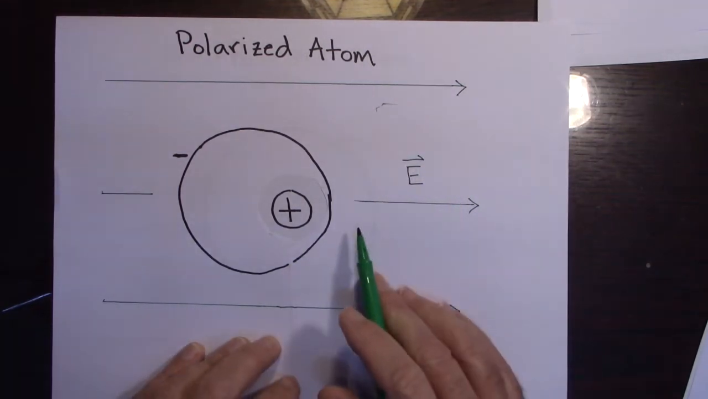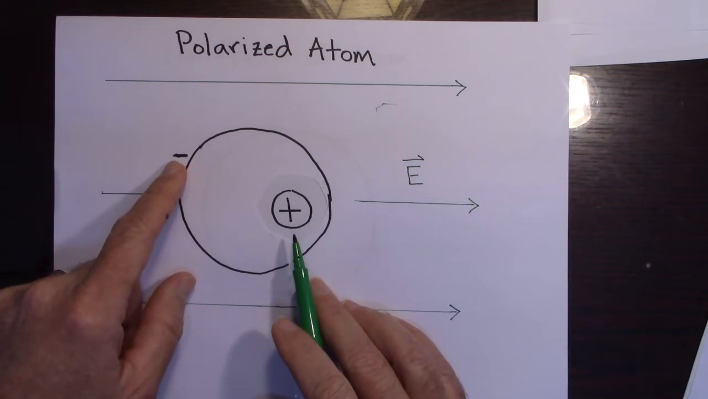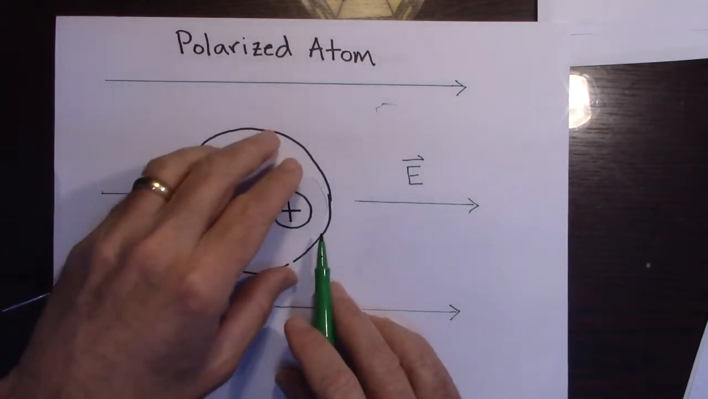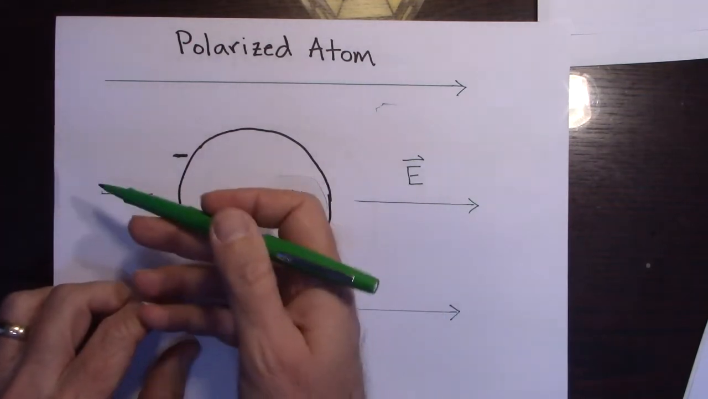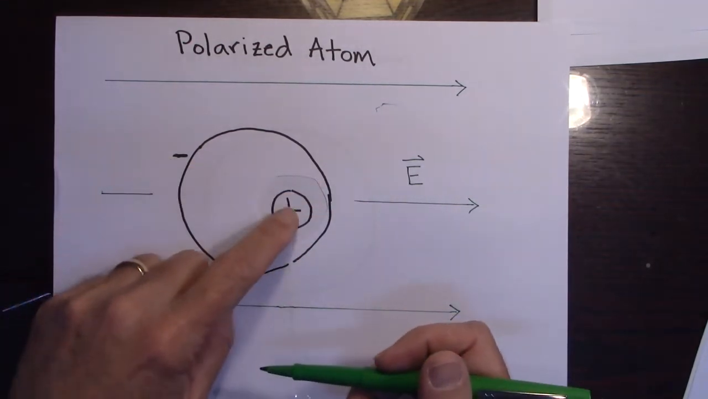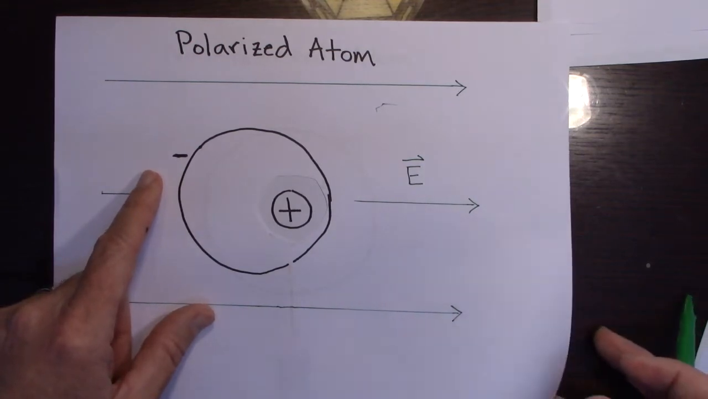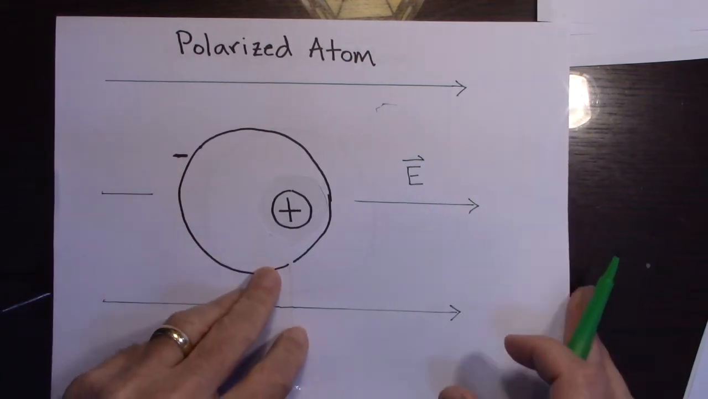what that does is it pulls the electron. Remember, electrons go the opposite way of the field. So it pulls the electron cloud to the left. Now, it's still bound to the atom, but it does pull it slightly to the left. Okay? So let's go back to here.